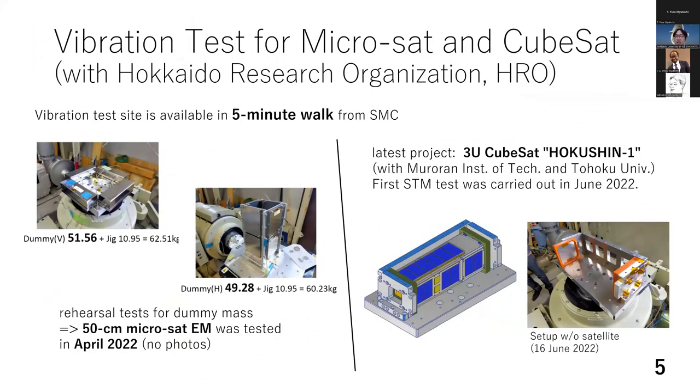A vibration test facility is available near the university campus. It is located a 5 minute walk from the Space Mission Center, but it is owned by a different organization. The left photo shows the vibration test for a 50 kilogram dummy mass satellite. After this rehearsal, we actually carried out the test for the 50 centimeter microsatellite engineering model. It was finished in April this year.